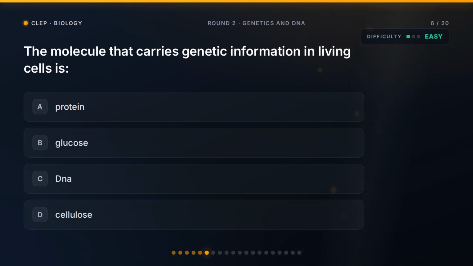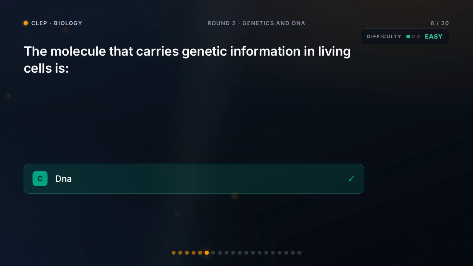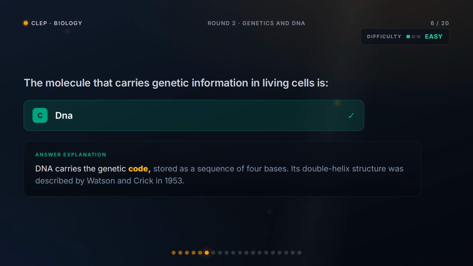Question 6. The molecule that carries genetic information in living cells is A. Protein. B. Glucose. C. DNA. D. Cellulose. The answer is C. DNA. DNA carries the genetic code, stored as a sequence of 4 bases. Its double helix structure was described by Watson and Crick in 1953.